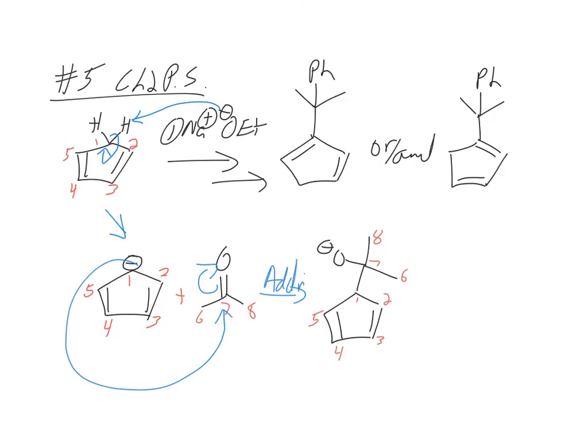What do we want to do next? Well, what can we do? We have a tetrahedral intermediate. Do we have any good leaving groups? Nope. Compound's not aromatic anymore. That's not great. This is an aldol reaction. What can you do with aldol reactions?